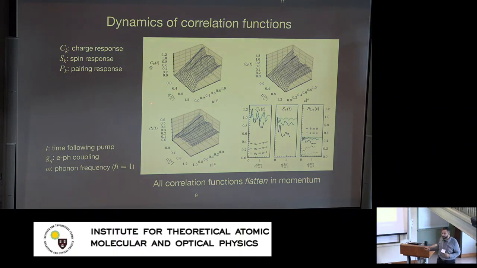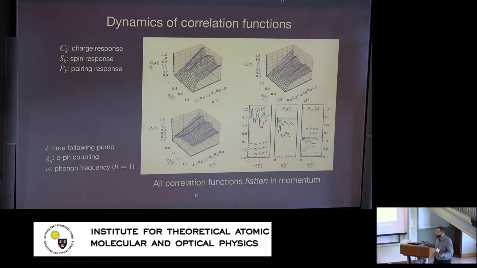So here's some results. Here are the dynamics of the correlation functions. What I'm showing you here are three types of correlation functions. Ck is the charge response, Sk is the spin response, and Pk is the pairing response. These are all resolved in momentum and along time. So let's focus for a second on the initial time here. These are just the metal correlations. And then you apply the pump at initial time and you watch what happens at different delays.